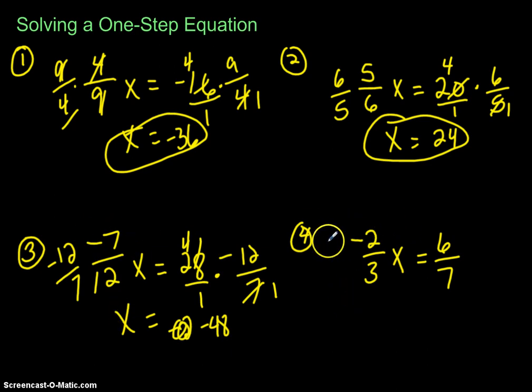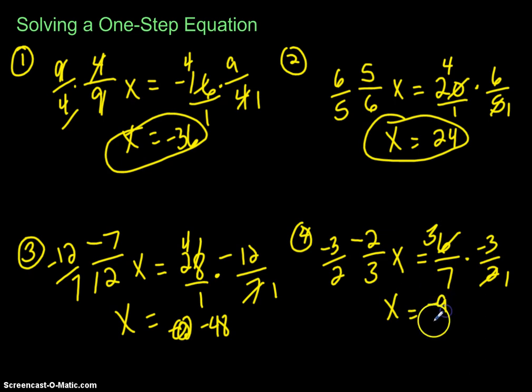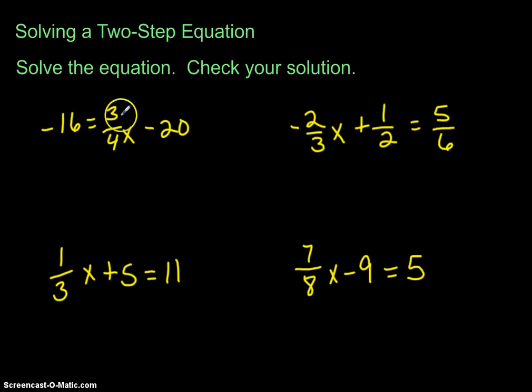Here, -2/3, well, that's -3/2 for the multiplicative inverse. That times that gives me a positive 1x. 3 times -3 is -9 over 7, and that becomes -1 and 2/7. So there are times we are going to get fractions with these today, but that's okay. We can handle it. They're not hard. Now we're going to do two-step equations.